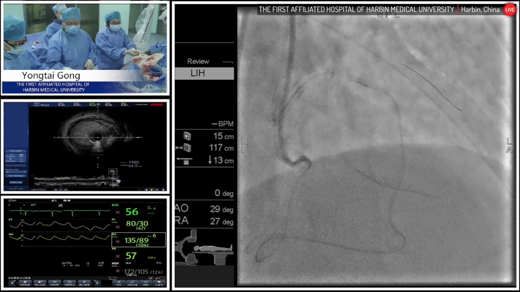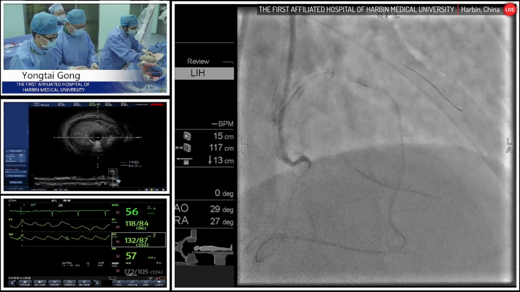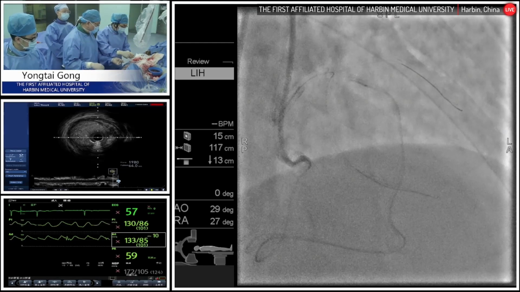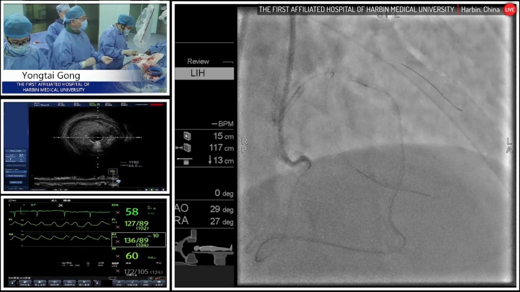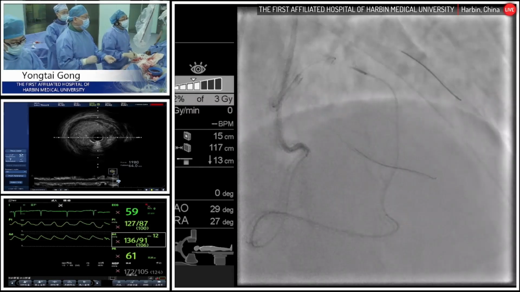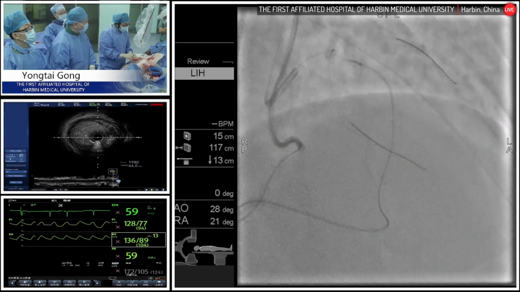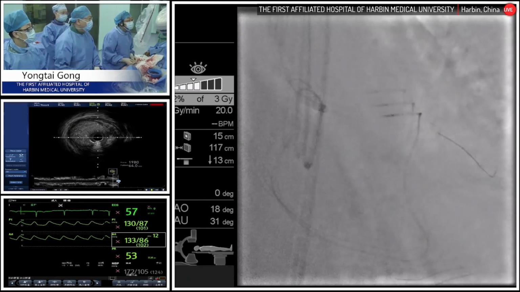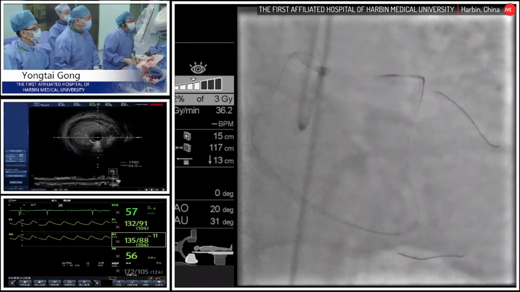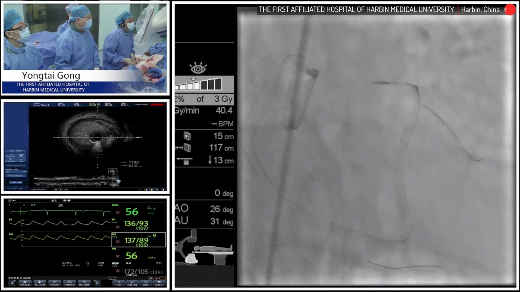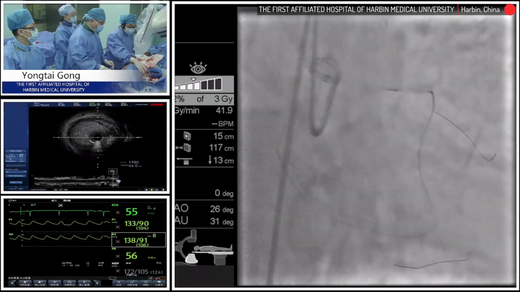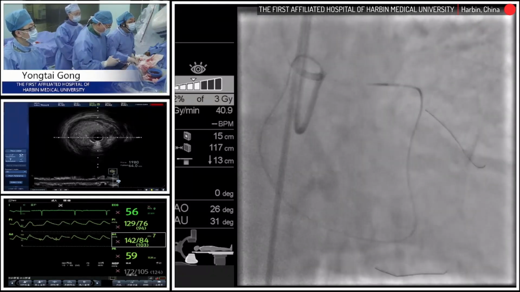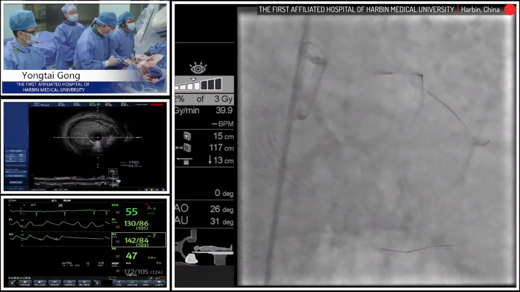Why do we choose the retrograde approach? There are several indicators. One thing is that we always understand the distal cap of the CTO segment is relatively softer and not so dense in composition compared to the fibrous cap of the CTO segment from the antegrade side, because of the blood flow and the hemodynamic function. So retrograde puncture is always relatively easier compared to that from the antegrade.